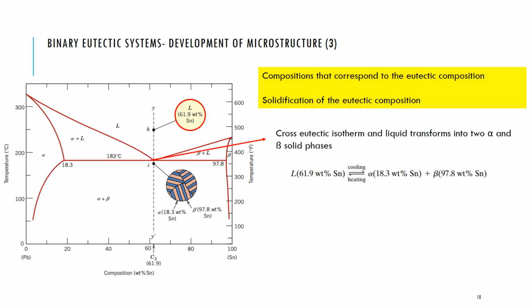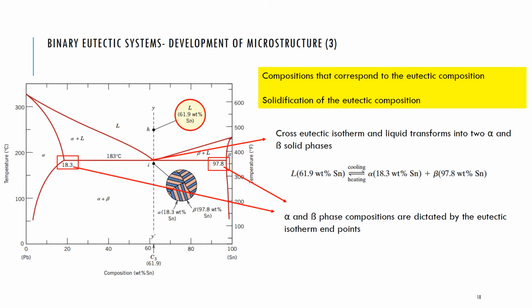When we get there, the system undergoes that eutectic reaction, so one liquid phase transforms into two solid phases, an alpha solid phase and a beta solid phase. And we could read the compositions of each of those alpha and beta solid phases, and they're dictated by the eutectic isotherm endpoints. So we've got an alpha solid phase with 18.3 weight% tin and a beta solid phase with 97.8 weight% tin.